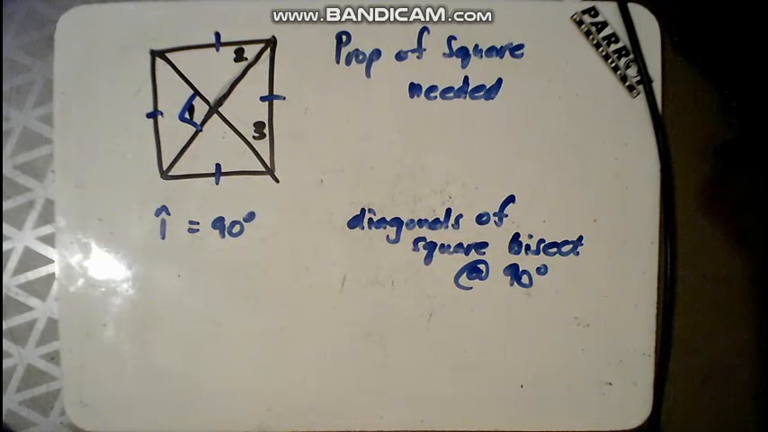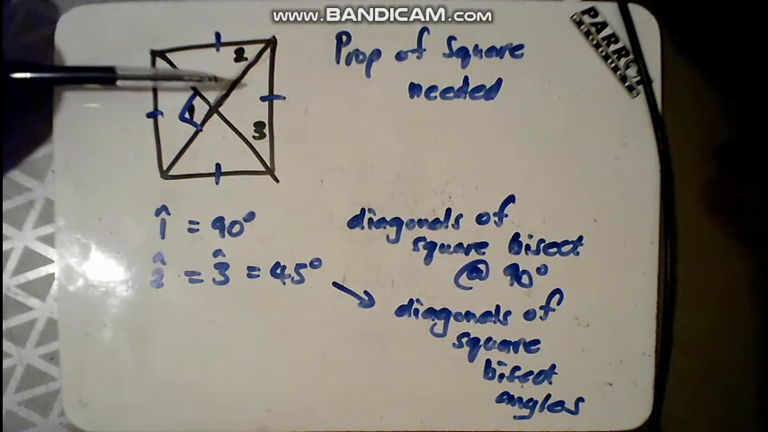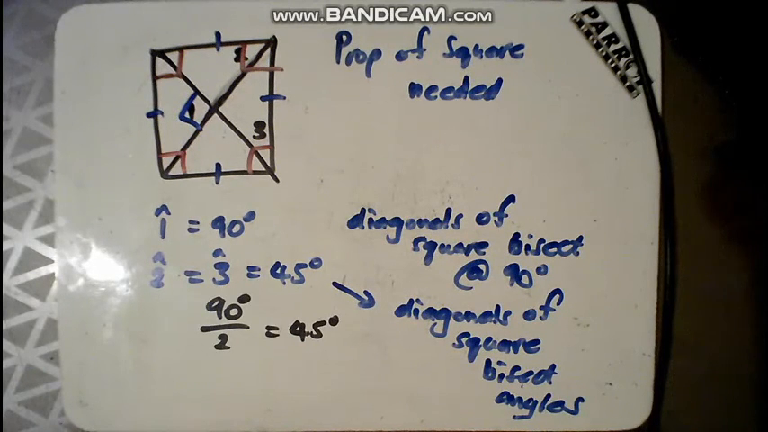Notice that the corner angles of a square are all 90 degrees, and the diagonals of a square bisect the corner angles. So every corner angle is 90 degrees, and the diagonals are the lines across each other, and they cut the corner angles that are 90 degrees into half. So that's why it will be 45. Right, I hope that makes sense.